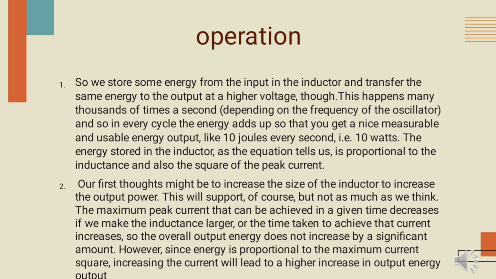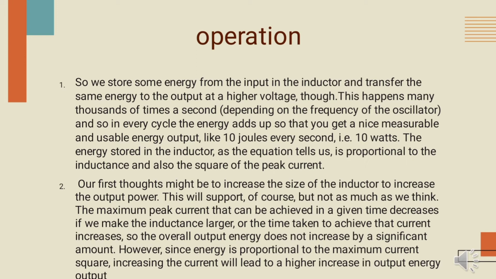Today I'm going to present about the operation of the boost converter. Firstly, how the boost converter works is we store some energy in the inductor from the input and transfer that same energy to the output at a high voltage. This happens many thousands of times a second depending on the oscillator frequency, and so the energy adds up in every cycle. So you get a nice measurable useful energy output, for example 10 joules every second.